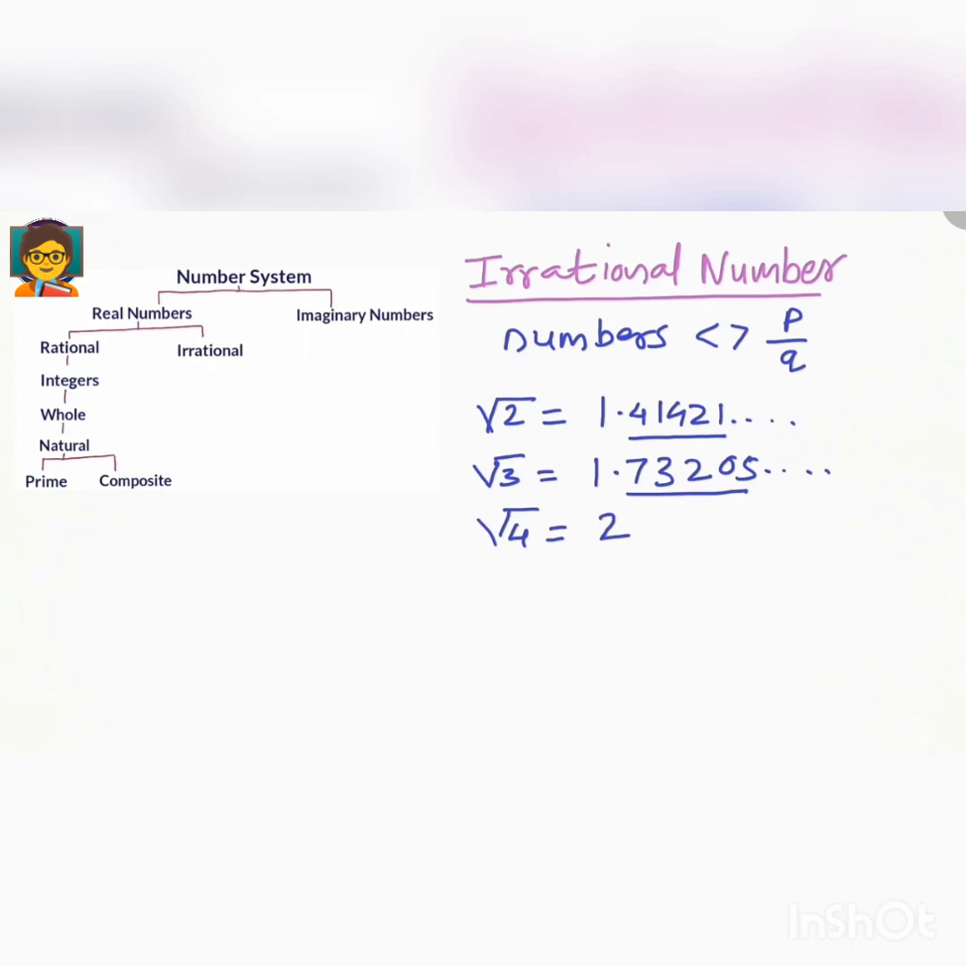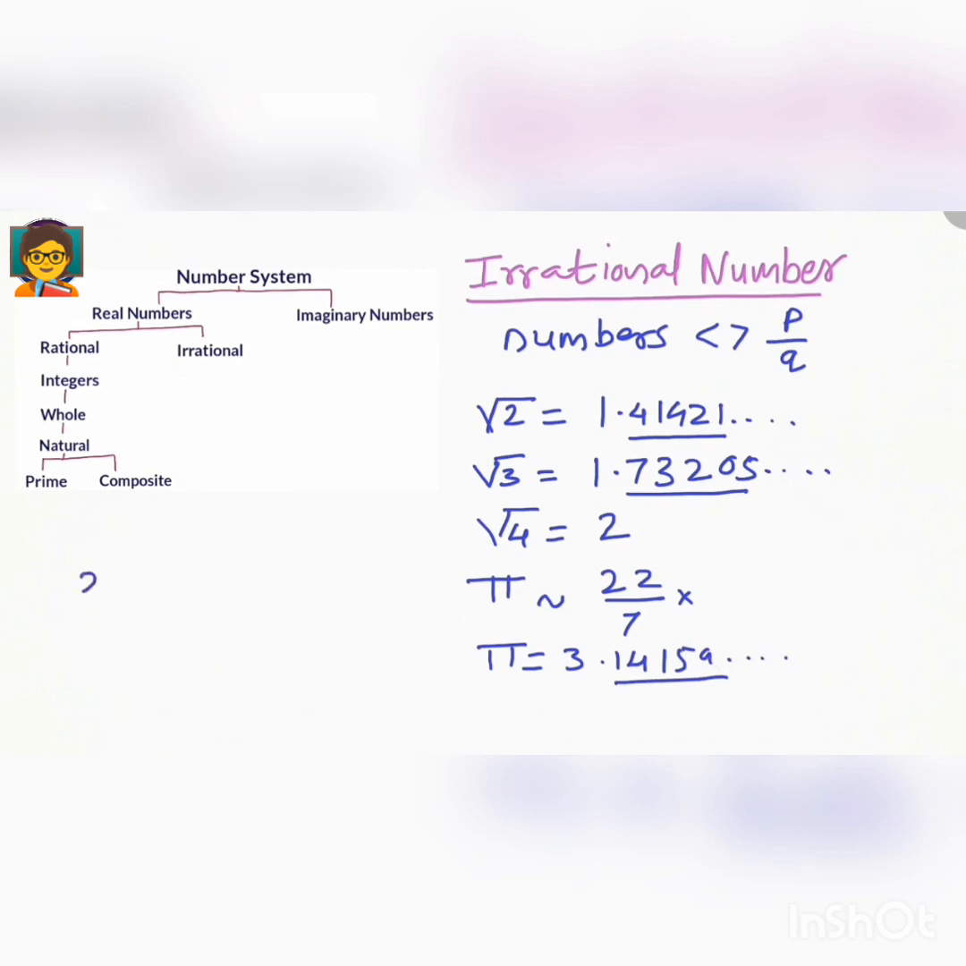Let's take another classic example of an irrational number. So pi is an irrational number. If somebody asks you what is the value of pi, never say the value of pi is 22 by 7, because 22 by 7 is an approximate value of pi. The value of pi is 3.14159 and so on. So this series is non-terminating. That's the reason pi is an irrational number.